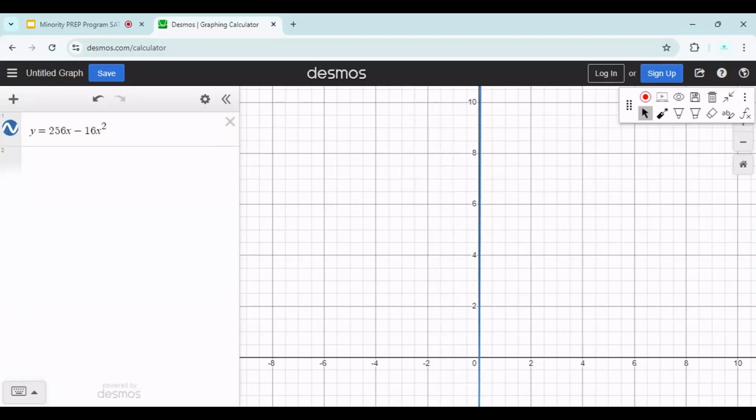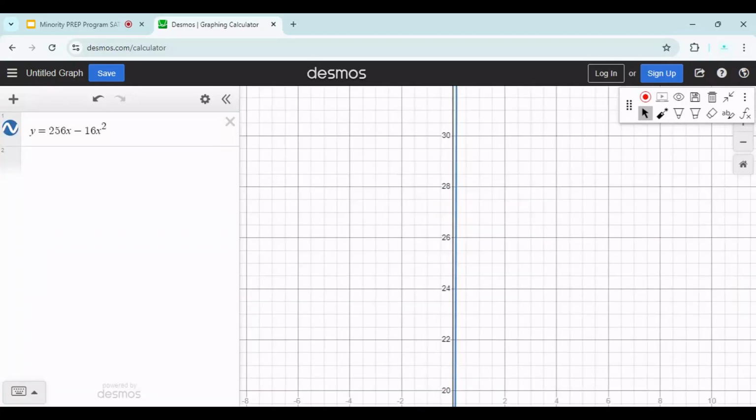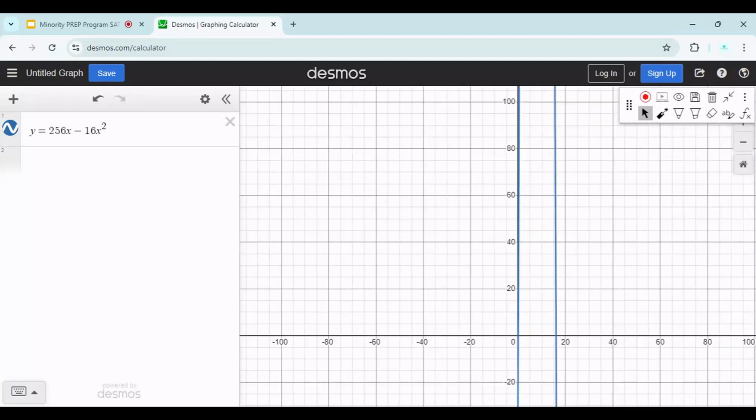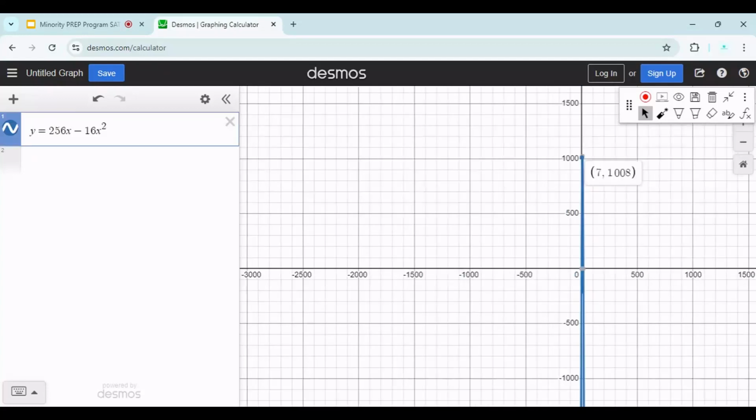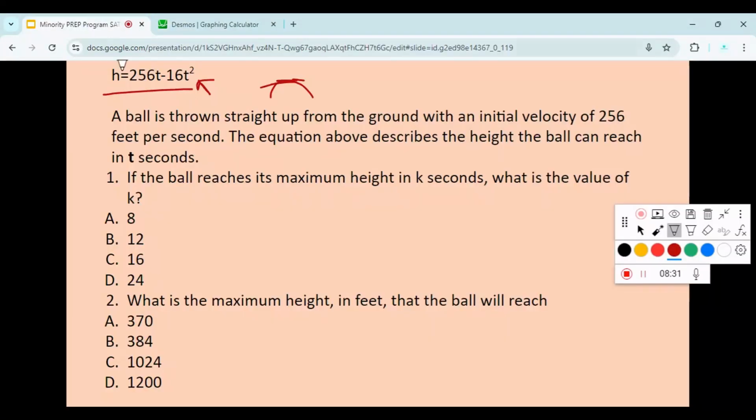Now that we have our function graphed, we're going to scroll all the way to the top until we see a point that looks like the vertex. And we can see here that we have 8, and that's the seconds, 8 seconds, and 1,024 feet for the maximum height. So we would get A and C, and those would be your correct answers.